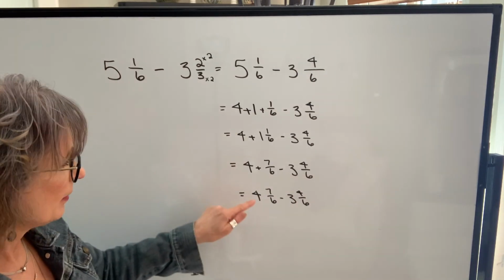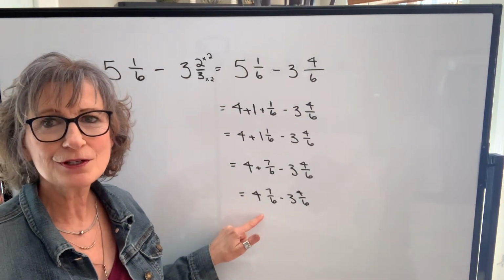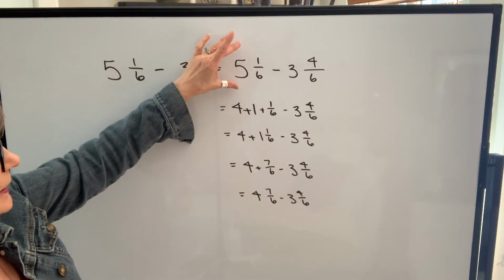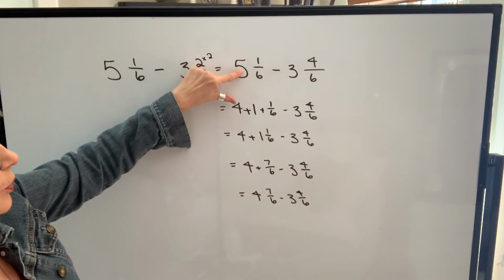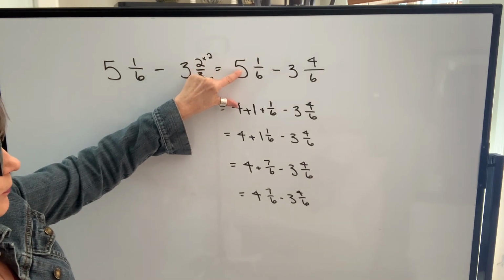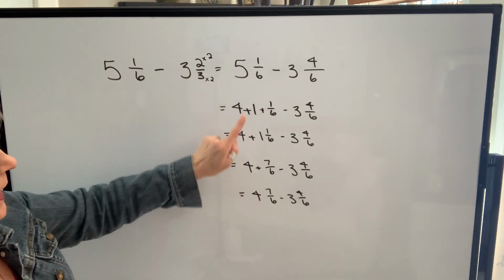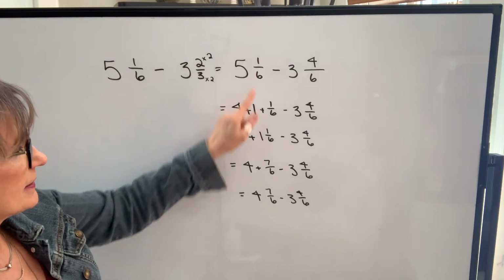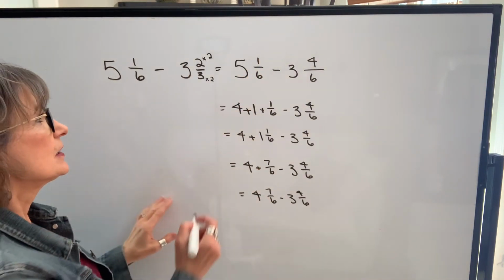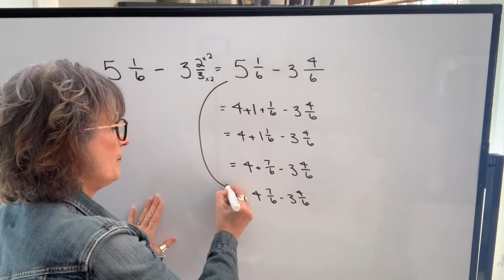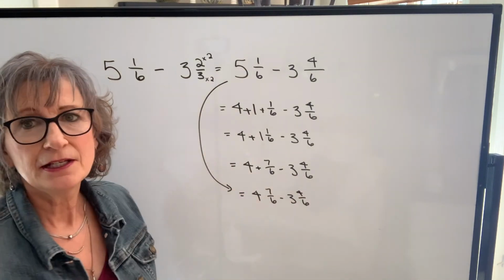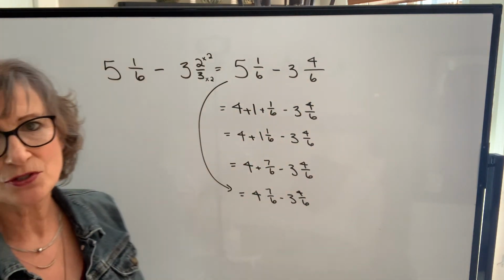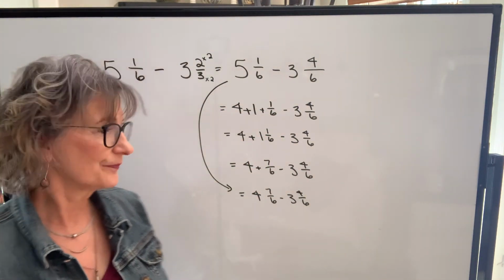I went through a number of steps to show you why that works, but when you're actually doing this, all you need to do is borrow from the 5. So you take 1 away, that becomes 4, and you add a 1, which is 6/6, to the 1/6 to get 7/6. So really you can go from right to here if you understand the process. I just wanted to go through step by step so you could see exactly what I was doing.